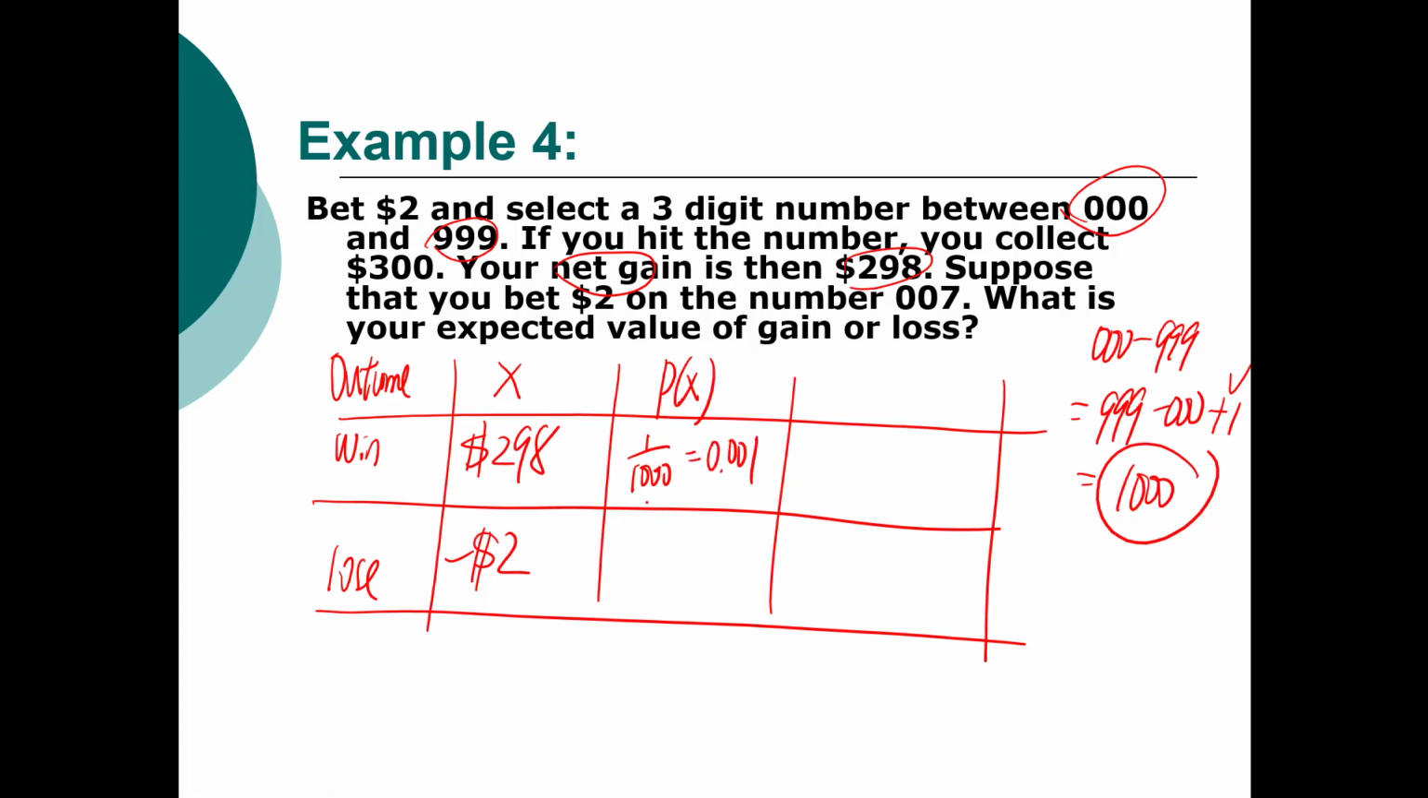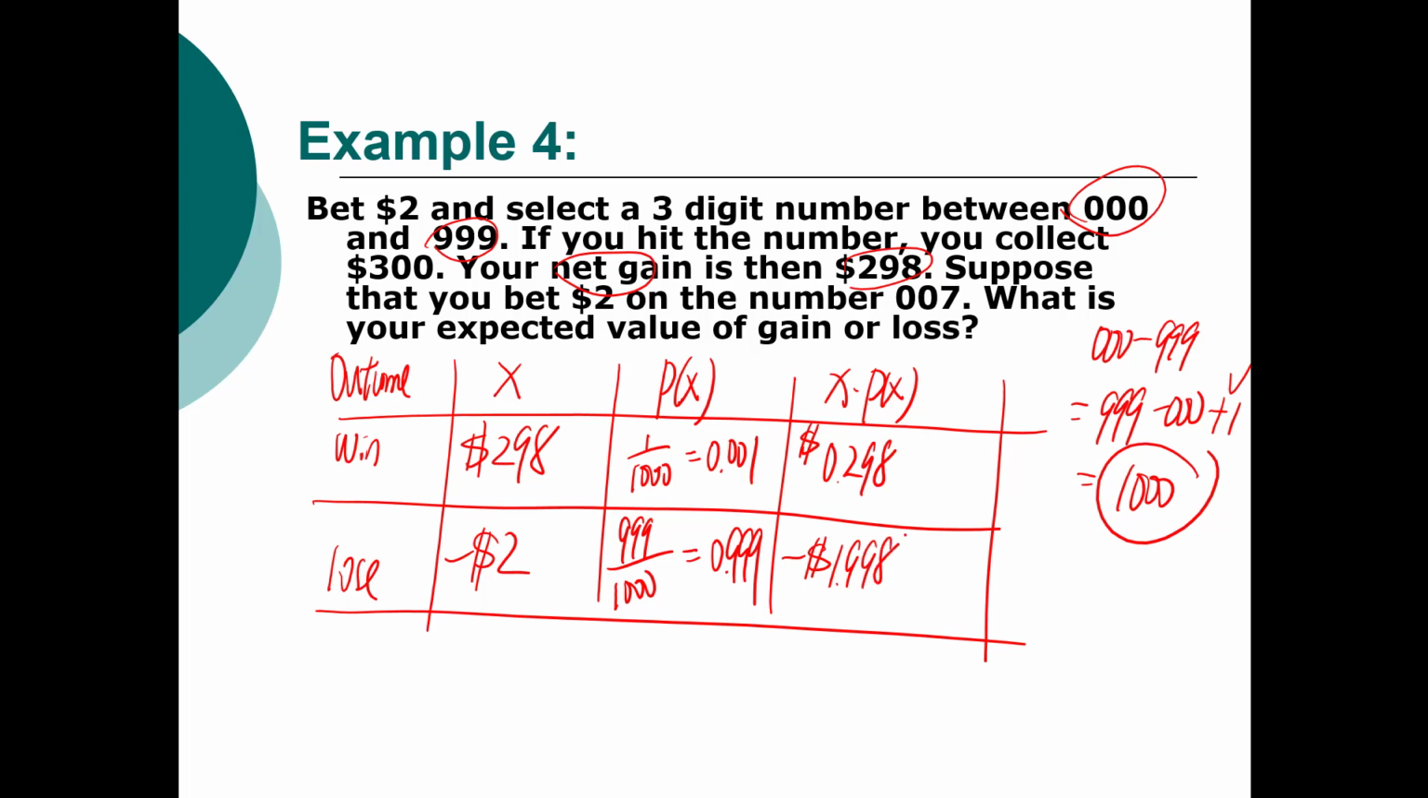And there's 999 losing numbers. Multiply that, I get 0.999. Okay. And the sum of this should be total probability 1. So x times p of x. That will be 298 times that. That's 0.298 positive, right? And then negative 2 times 0.999. That's negative 1.998.